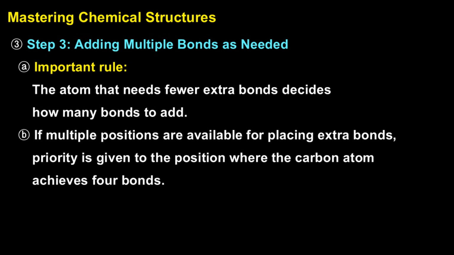Now, if there are multiple places where we could add that extra bond, we give priority to the location where carbon can reach its full 4 bonds. Unlike other heteroatoms that can hold on to lone pairs, carbon doesn't like having lone pairs. It much prefers to form more bonds and satisfy its valency that way. So when we're deciding where to place that extra bond, we adjust the structure to make sure that carbon gets its full 4 bonds whenever possible. By following these rules, we can make sure that every atom ends up with the correct number of bonds, and the overall structure stays as stable as possible.